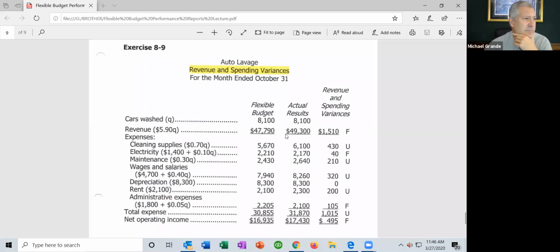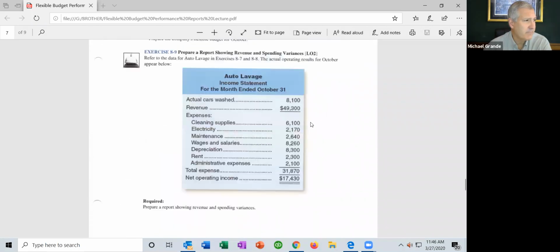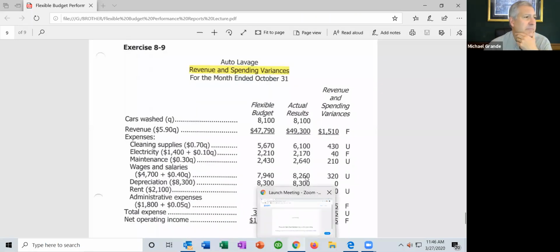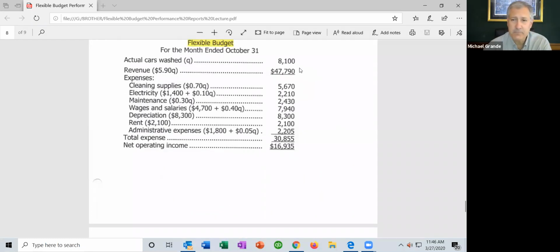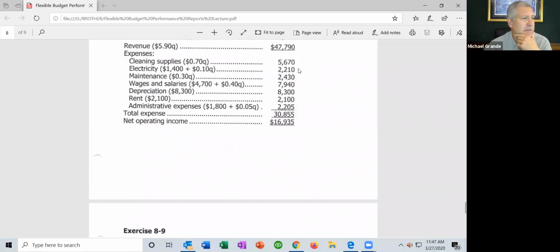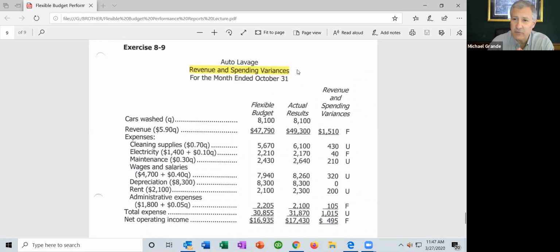Here's the solution. This actual results right here, you're just going to copy those down from what they just gave you, right? For example, revenue is $49,300. Comes right from here, right? So you just copy these numbers down and put them in this column here. Actual results. This number right here, the flexible budget, you just calculated those. Those are these numbers right here. Budget based upon actual level of output. Now you have a meaningful report. You can compare how the company should have performed if they washed 8,100 cars versus what they actually did. How they should have performed, the flexible budget, in comparison to how they actually performed.